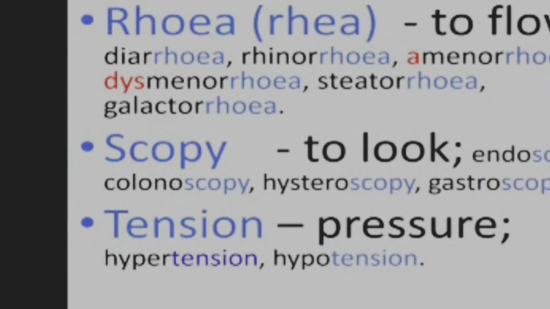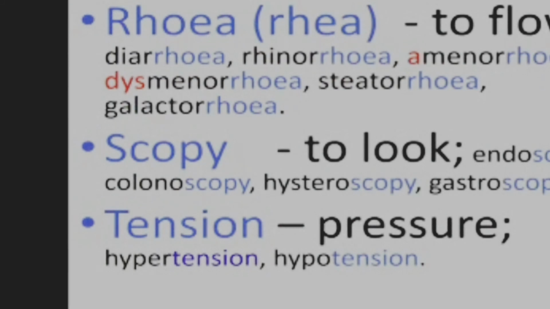So diarrhea means there is no stopping, no cessation of flow. There's also rhinorrhea, amenorrhea, and dysmenorrhea. I mean, this means malfunctioning. Steatorrhea and galactorrhea. Scopy, to look.